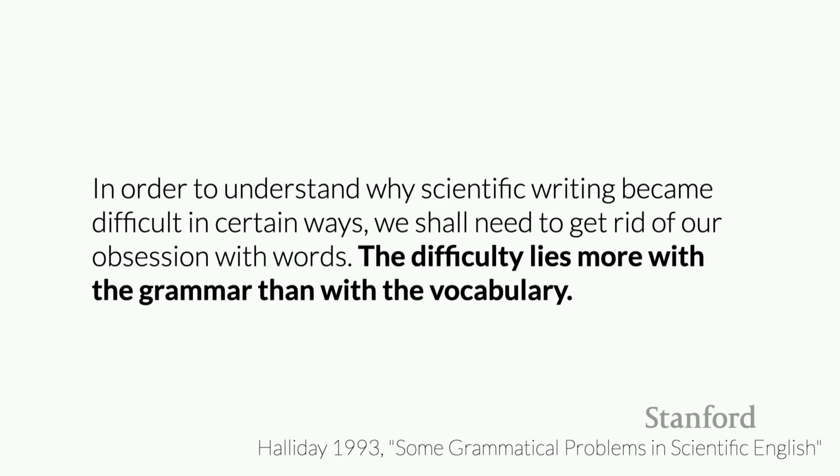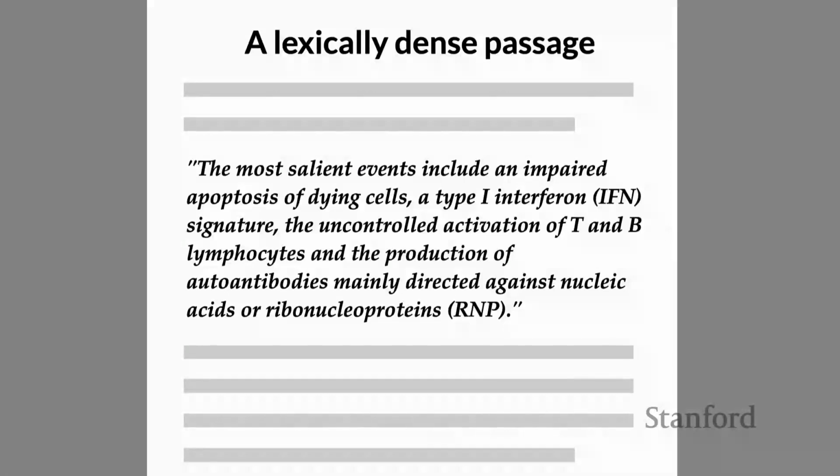And I think that we can see some of what Mark Halliday was saying if we look at a passage from, for instance, a biomedical text. I'm just going to read this passage out loud, where you start to see that the problem isn't necessarily individual words, but perhaps the ways that they're being combined together. The passage reads, "The most salient events include an impaired apoptosis of dying cells, a type 1 interferon signature, the uncontrolled activation of T and B lymphocytes, and the production of autoantibodies, mainly directed against nucleic acids or ribonucleoproteins."